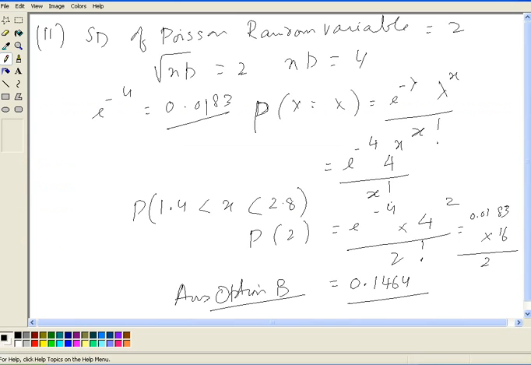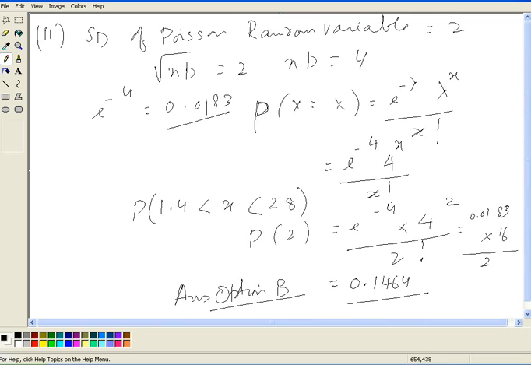Going to our work area, standard deviation of Poisson variable is given to be 2. So root of np is equal to 2. So np will be equal to 4. Now P of x is in general given as e power minus lambda into lambda power x by x factorial. Now your lambda here happens to be 4. So it is e power minus 4 into 4 power x by x factorial, and the x lies between 1.4 to 2.8, means it is 2.